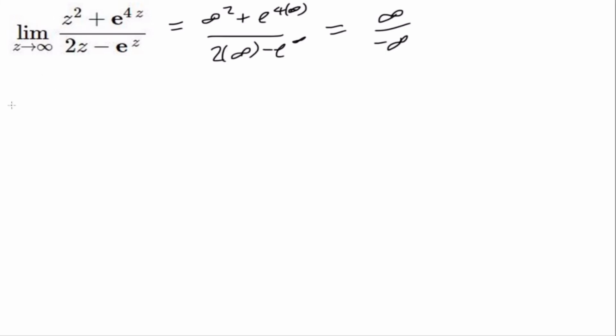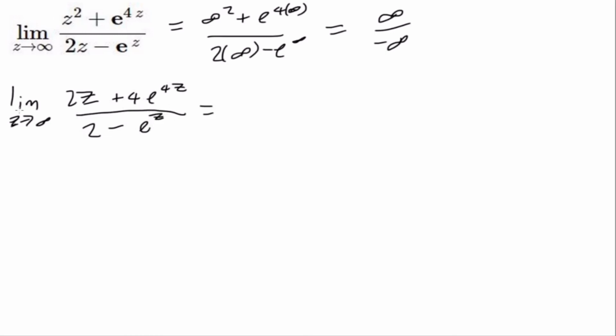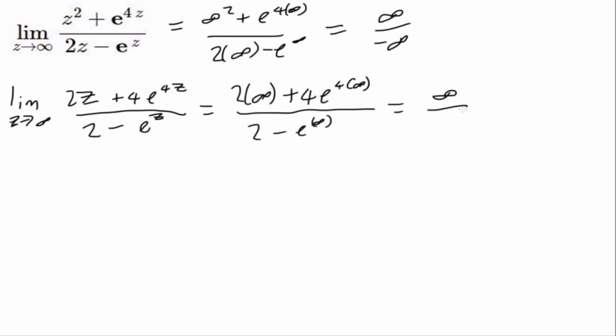So now we're going to differentiate the top and bottom. The limit of z towards infinity, with respect to z, gives you 2z plus 4e to the 4z, over 2 minus e to the z. Now we put on our limit again. So we get 2 infinity plus 4e to the 4 infinity, over 2 minus e to the infinity. And as we can see, this again will just equal infinity over minus infinity.